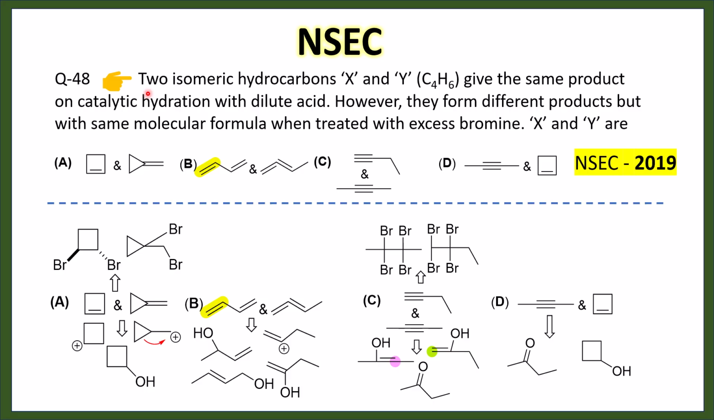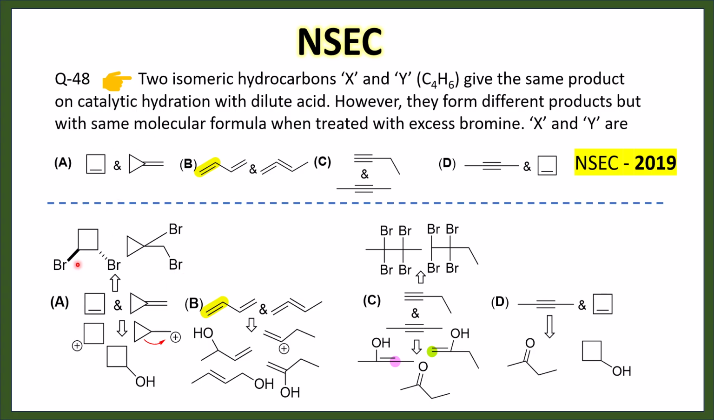Now question number 48. The two isomeric hydrocarbons X and Y give the same product on catalytic hydration with dilute acid. However, they form different products with the same molecular formula when treated with excess bromine. We have to find X and Y. Let's choose this alkene first. When they undergo hydration, they give the same product. How? This gives this carbocation, whereas this gives this carbocation initially, but rearrangement happens, giving the same carbocation for both, and further water addition gives this alcohol. So the same alcohol is given by both.